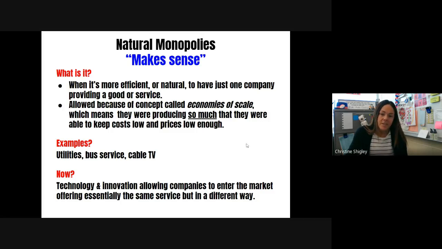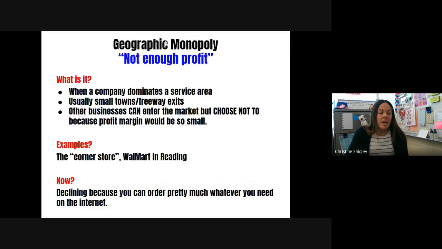So, yeah. All right, the second type is a geographic monopoly. And the tagline that I put here is not enough profit.